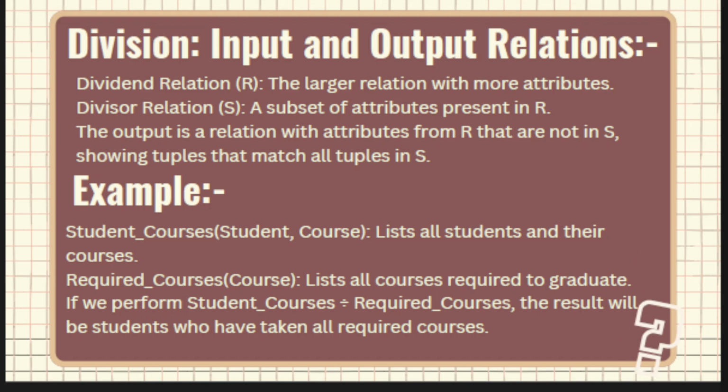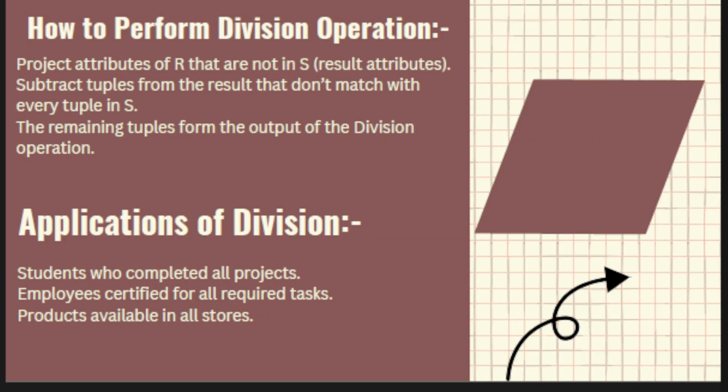Let's see the steps to perform division. Project the attributes of R that are not in S, which are the result attributes. Subtract tuples from the result that do not match with every tuple in S. The remaining tuples form the output of the division operation. Remember, the key idea is that every output tuple must satisfy all tuples in the divisor relation.